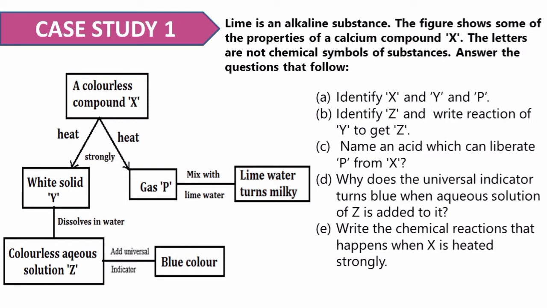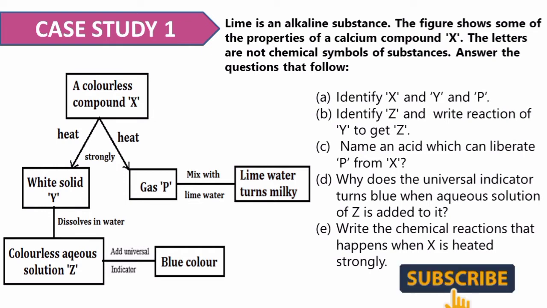Lime is an alkaline substance. The figure shows some of the properties of a calcium compound X. The letters are not the chemical symbols of substances, and we have to answer the following questions based on the flowchart given here. So in the flowchart it's given that a colorless compound X is heated strongly and it gives two compounds Y and P.